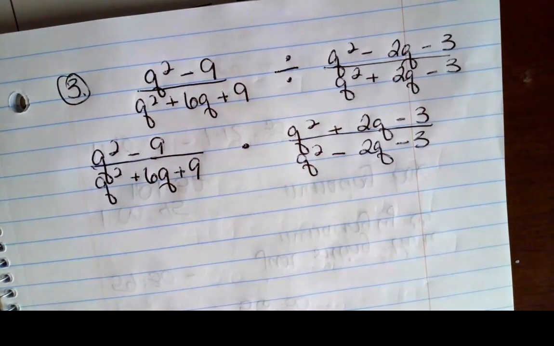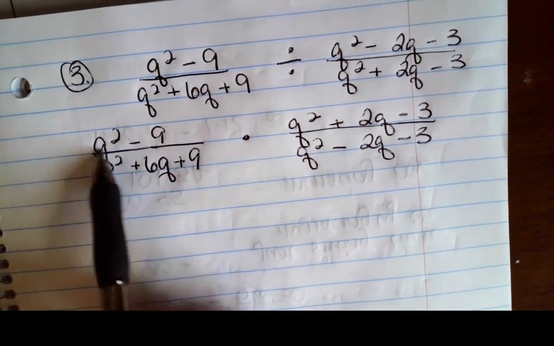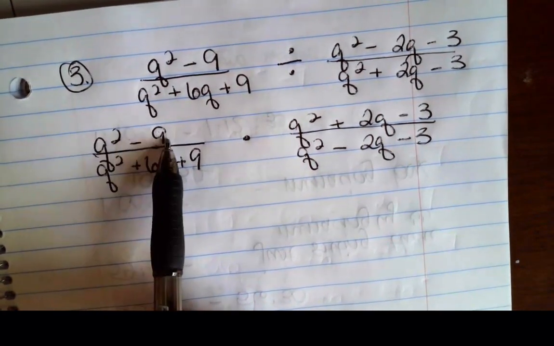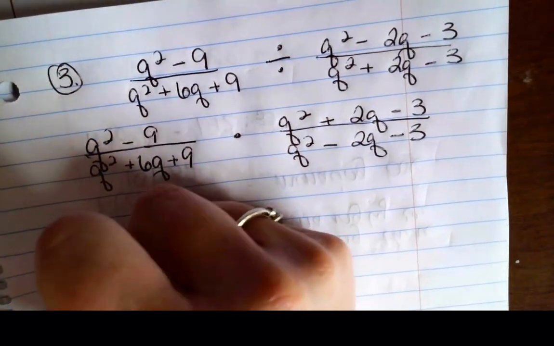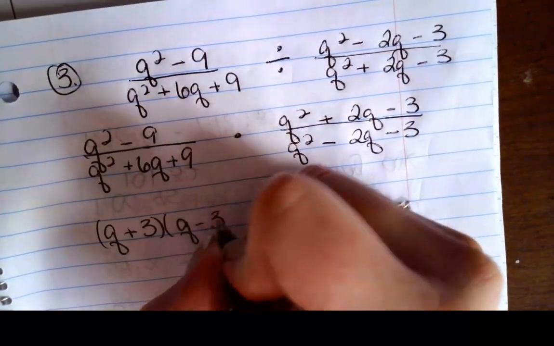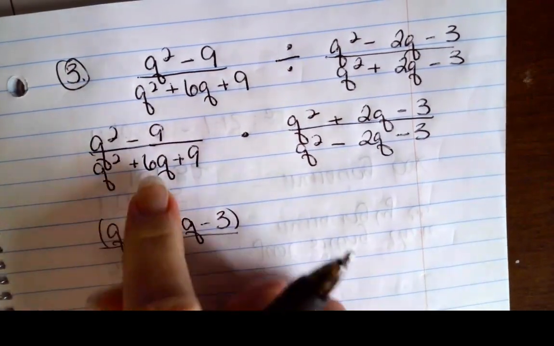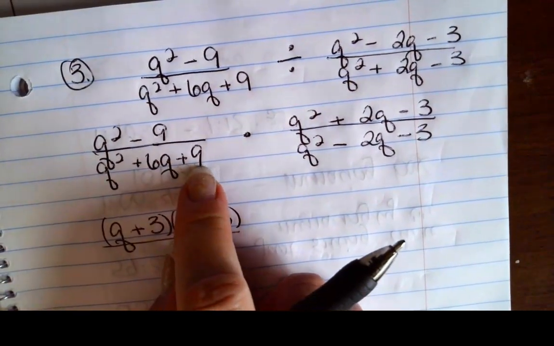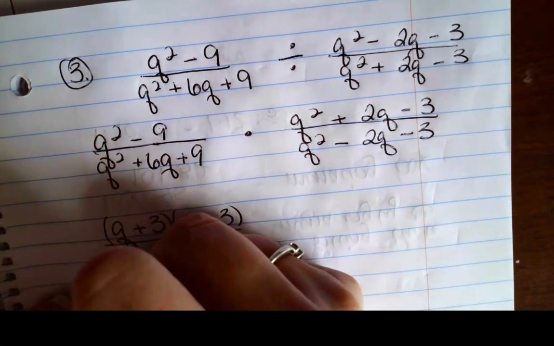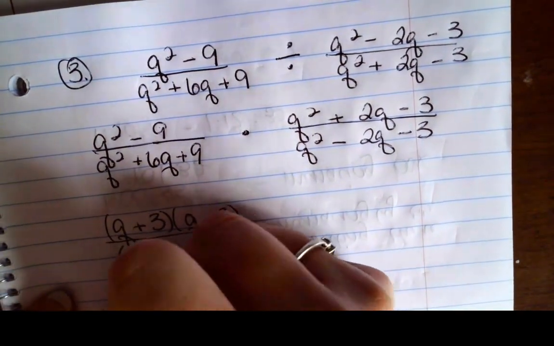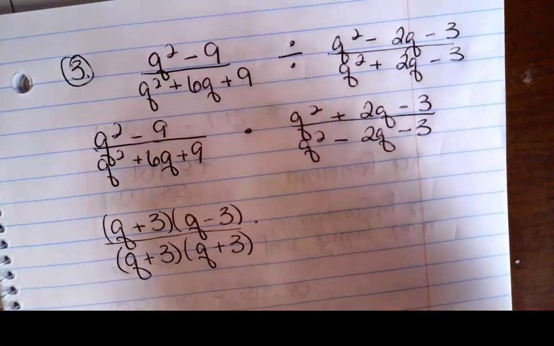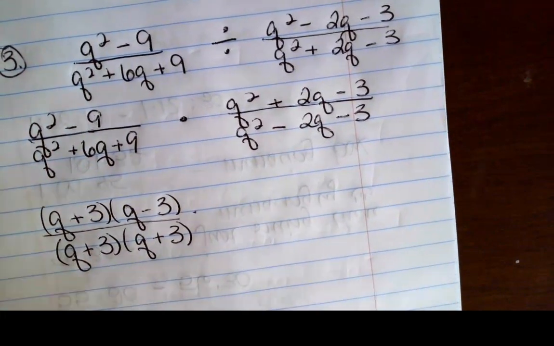And now I can factor. So this one, instead of a subtraction problem, is the difference of two squares. So this is going to become a q plus 3 and a q minus 3. Okay, this denominator, I need two numbers that multiply to 9, that when I add them together I get a 6. So that's going to be a q plus 3 and a q plus 3. So hopefully you'll already see some stuff that can be reduced, but it's a secret, so I'm not telling you yet.